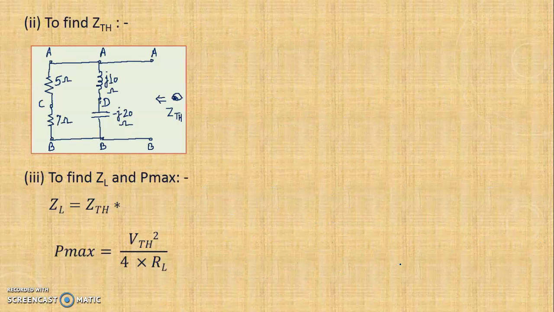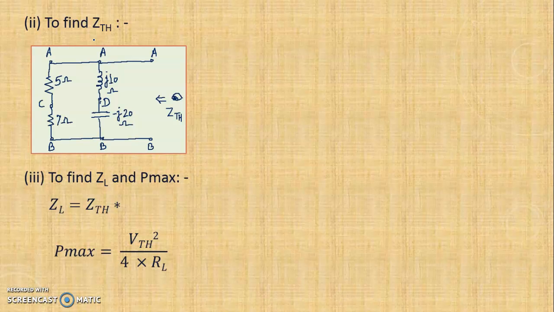Now step 2, here you have to find the value of ZTH. Here I have just copied the same circuit. But while calculating ZTH, as you know, all the energy sources are to be deactivated. In this circuit there is only one voltage source. To deactivate that voltage source, you have to put a short circuit. As soon as you put this short circuit, you find that C is equal to D, or D is equal to C. It means this particular point is the same. This particular point is already A, and this point is already B.